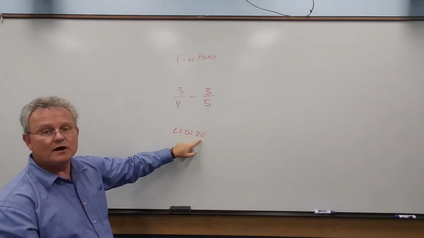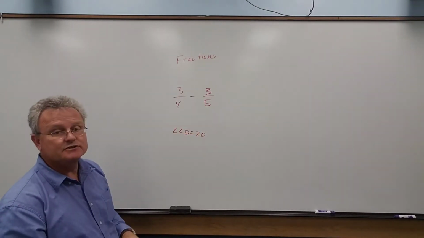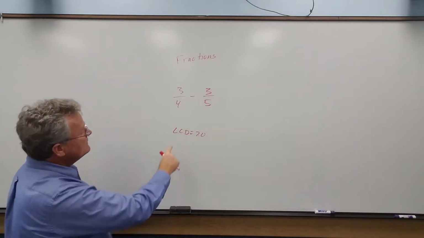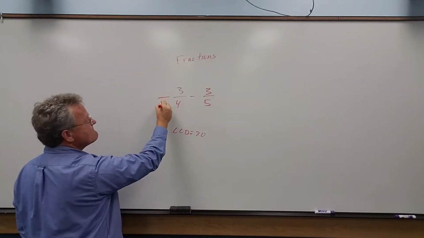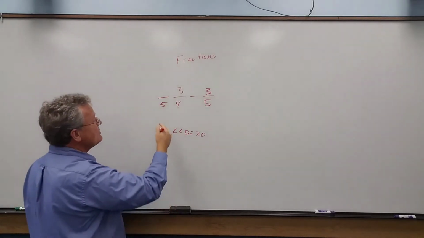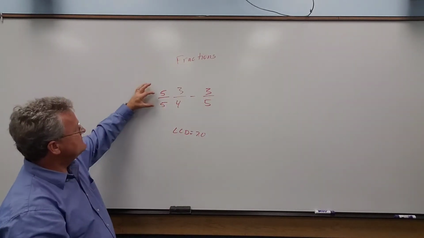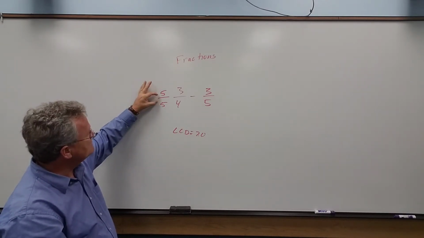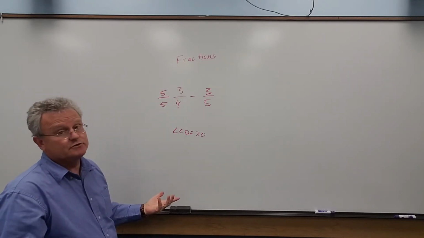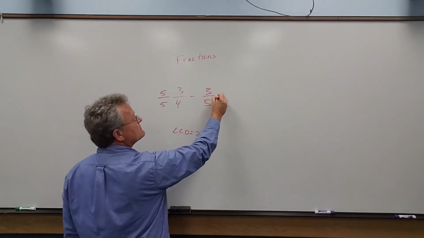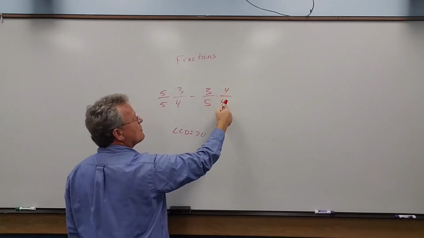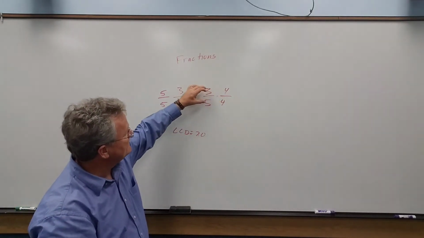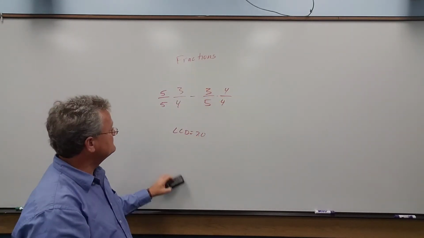4 divides into 20 5 times. 5 divides into 20 4 times. So to make each of these denominators a 20, I got to multiply 4 by 5. But again, I got to multiply the top and bottom by 5, because that's equivalent to multiplying by 1. Anything over itself is 1, and 1 times 3/4 is still 3/4. Similarly here, we got to multiply by 4 to get 20. And I need to multiply the top also to get our 1 times 3/5 is 3/5.